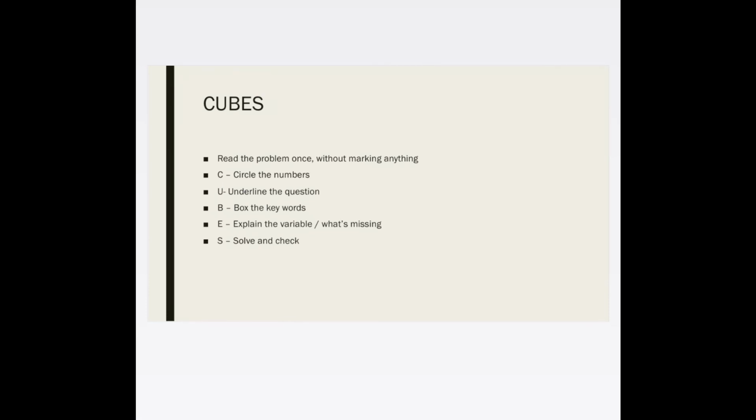Right, so we've just filled in our graphic organizer if we have it. But I do want to add something, and that's before we even start circling and underlining and boxing, we should read the problem once without marking anything. So without picking up your pencil, you should always, always, always read the problem and just let your mind start thinking about it before you start organizing it. And then we circle the numbers, underline the question, box the keywords, evaluate, and solve and check.